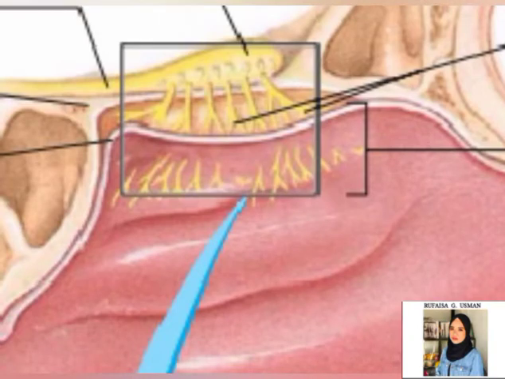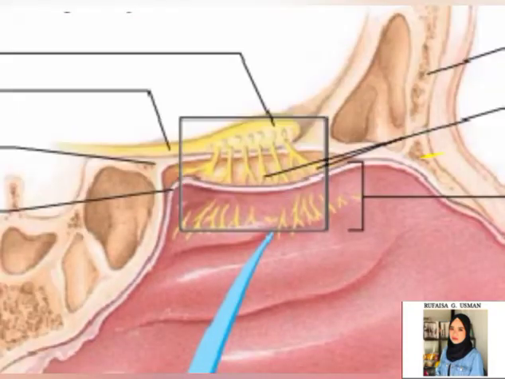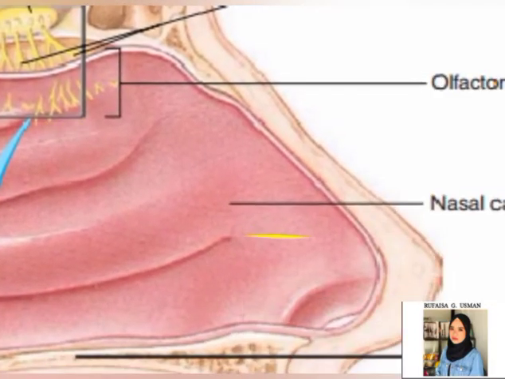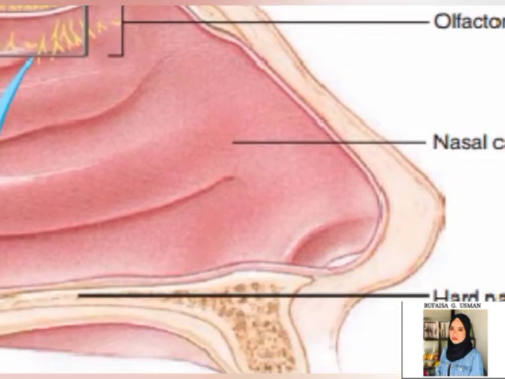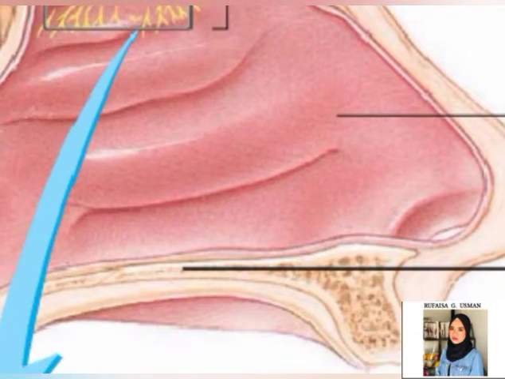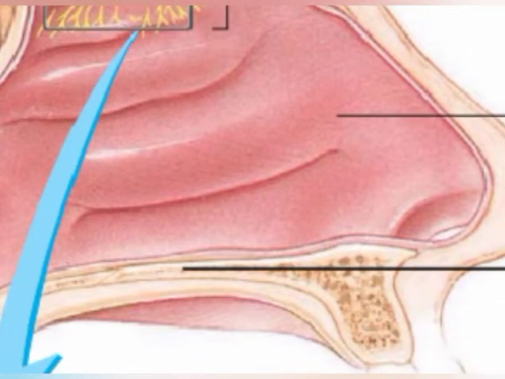Nasal cavity. It is inside your nose. It is lined with a mucous membrane that helps keep your nose moist by making mucus, so you won't get a nosebleed from a dry nose.